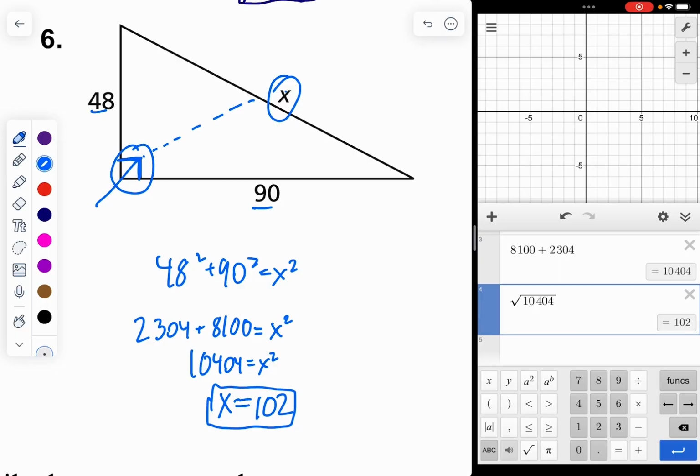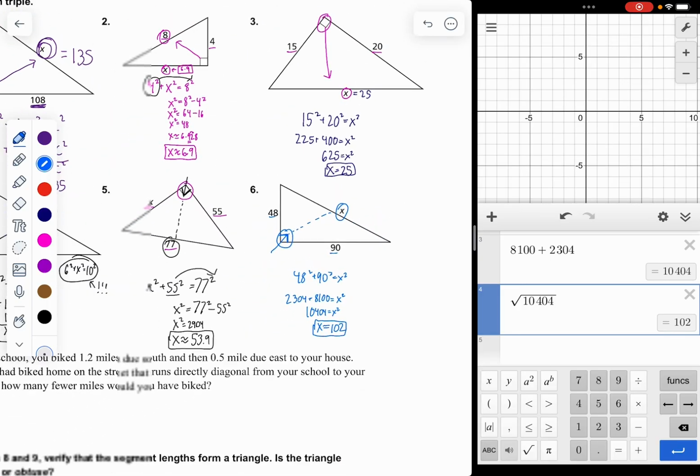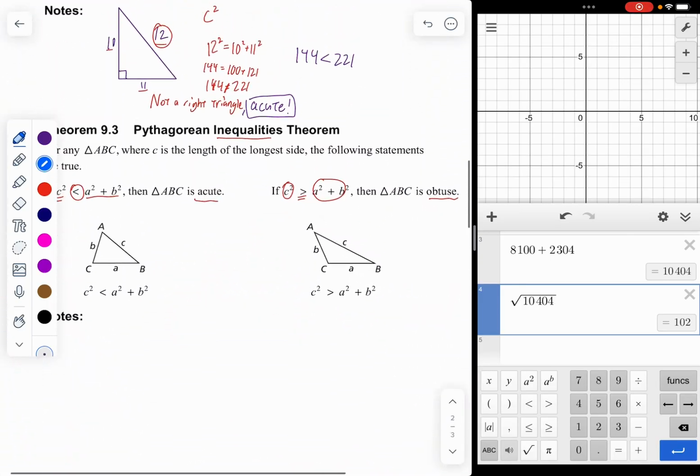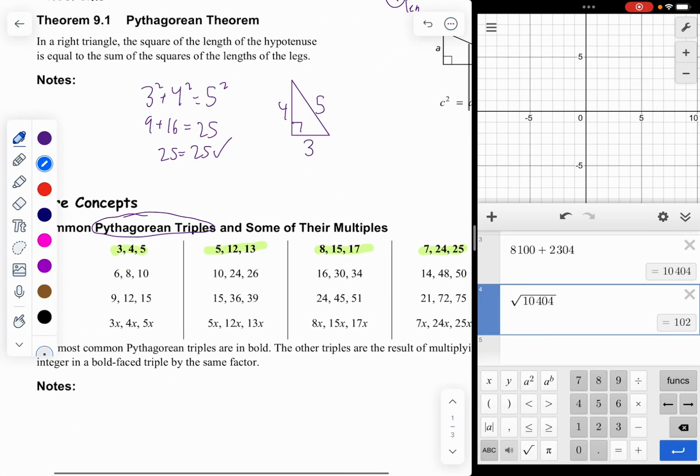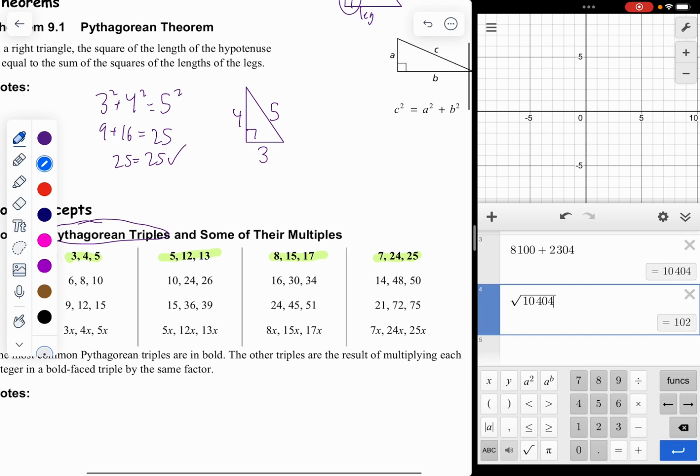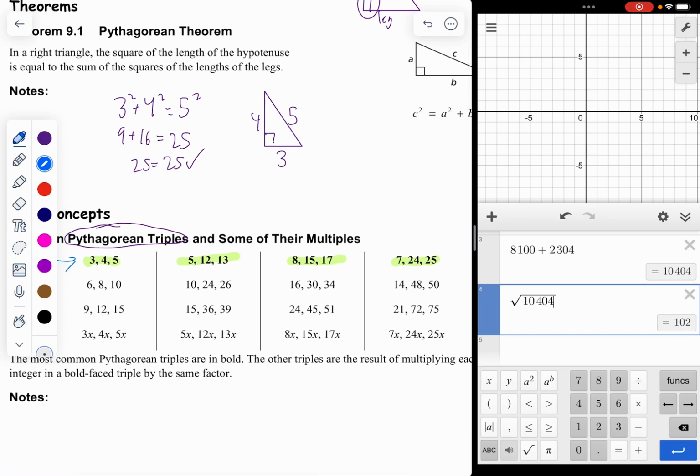Now, you don't need to know the bigger ones, like 48, 90, and 102. You don't need to know that. If I ask you to name a triple, all I want is one of these top four right over here: 3, 4, 5; 5, 12, 13; 8, 15, 17; and 7, 24, 25.